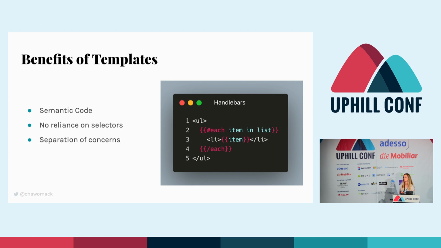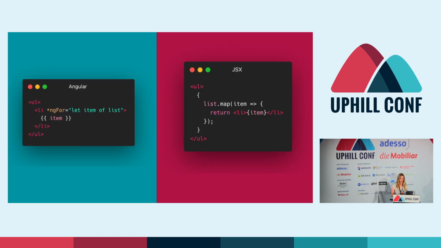And then finally, we get a good separation of concerns when we use templates, because the logic for creating and updating views will always live in the template. So even if our template lives in the same file as our component, there will be a distinct separation between the template for the view logic and the actual component logic. So it's really nice. Here I have an Angular and a JSX template.